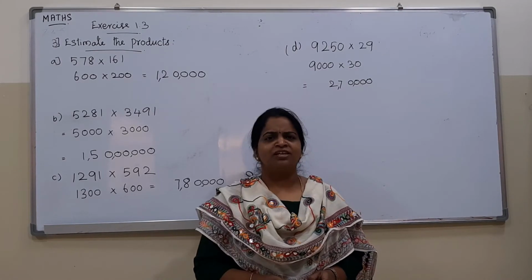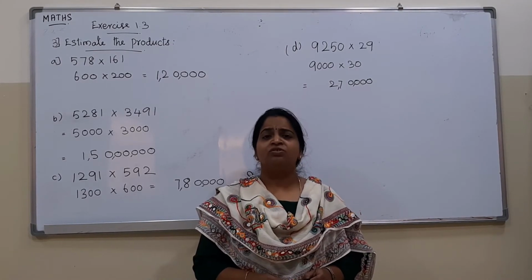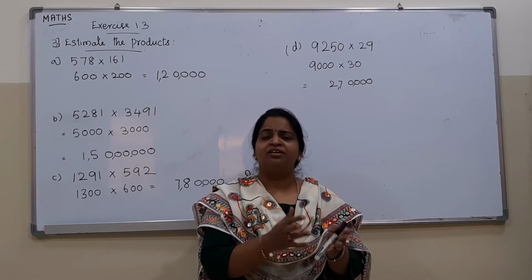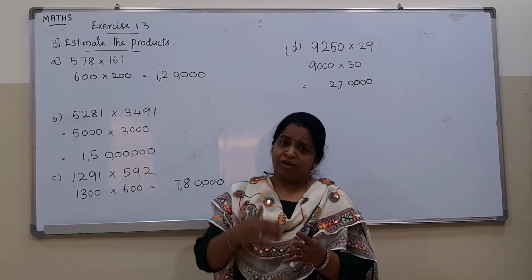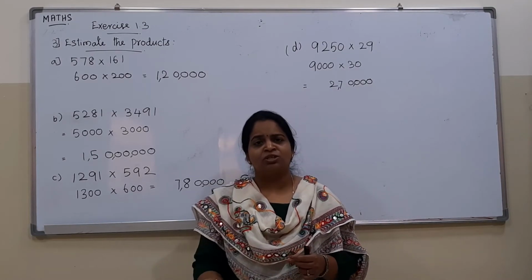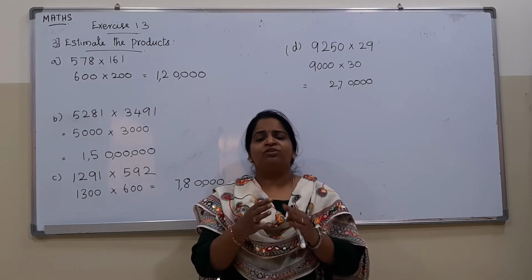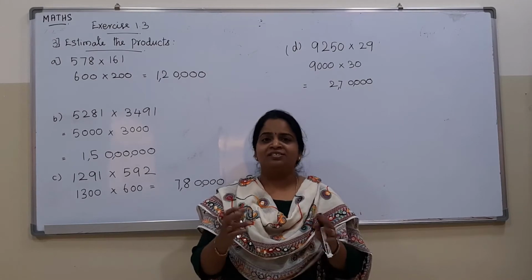Estimate the products with the general rule. General rule means it is not like nearest to 100, nearest to 10 or nearest to 1000. Which can be nearest to 100, which can be nearest to 1000, which is easy for you to multiply. That is the general rule.